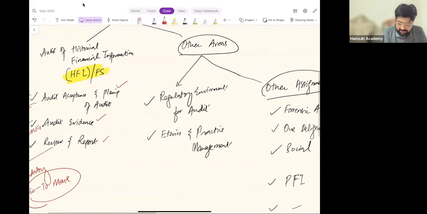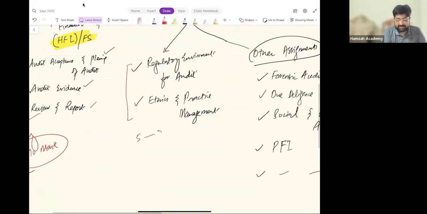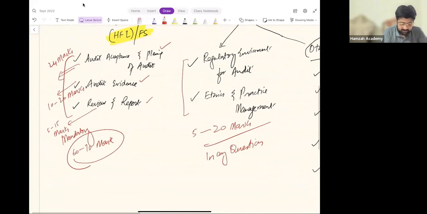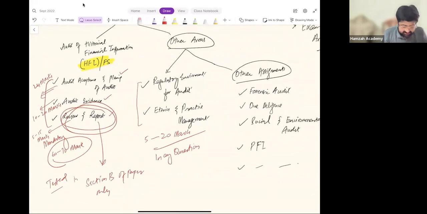Now come to the regulatory environment, ethics and practice management. This area is tested from 5 marks and sometimes 20 marks in any question, up to 3 questions. This area is tested in section B only, in review and report. All other topic areas can be tested anywhere.